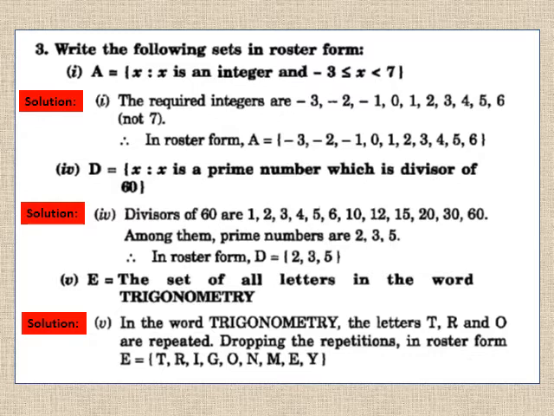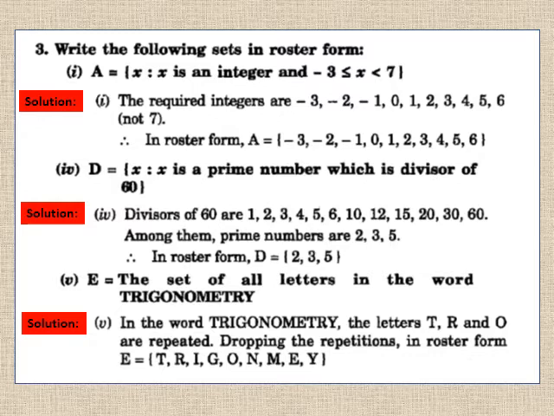So the numbers will be what? Minus 3, since X is equal to minus 3 also. So minus 3, minus 2, minus 1, 0, 1, 2, 3, 4, 5, 6. Why not 7? Because X is less than 7. Okay, so we have the elements, and we need to write them in roster form, which means writing the elements in braces separated by commas. So in roster form A will be given by minus 3, minus 2, minus 1, 0, 1, 2, 3, 4, 5, 6 in braces and all separated by commas. Clear?